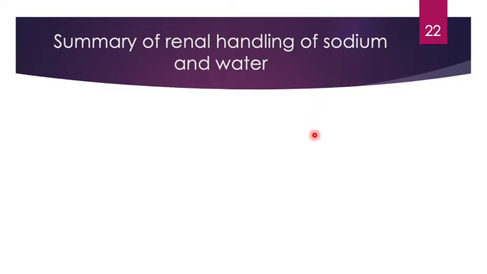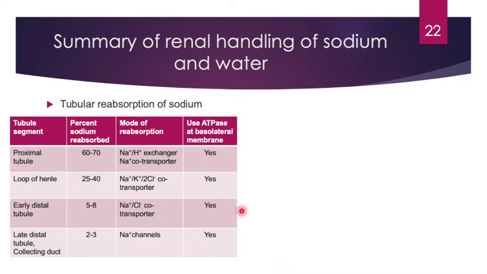Now let's take a look at renal handling of sodium and water. First we look at sodium. At the proximal tubule, about 60 to 70% of sodium is reabsorbed via either the sodium-hydrogen exchanger or sodium co-transporters. At the loop of Henle, another 25 to 40% is reabsorbed via NKCC2. At the early distal tubule, another 5 to 8% of sodium is reabsorbed via the sodium chloride co-transporter.